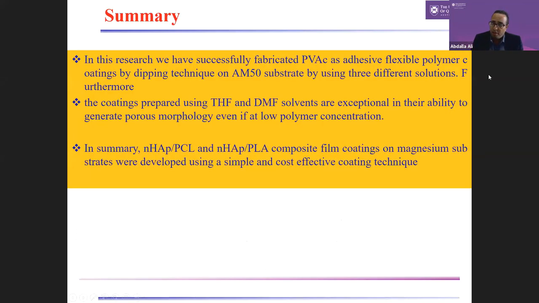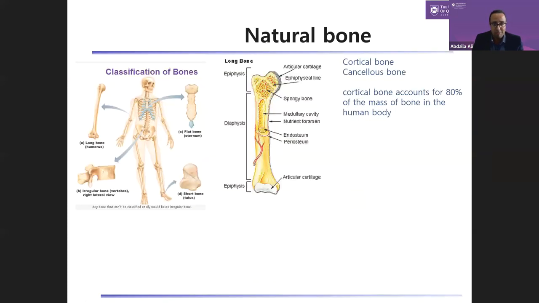So I want to summarize this part. It includes that sol-gel coating can tune and control the hydrogen gas evolution from the magnesium surface. Also, different solvents create different surface topography and also different cell function on the magnesium surface. Incorporating hydroxyapatite into PLA or PCL, both of them FDA-approved materials, enhanced osteoconductivity and early pore formation on the magnesium surface.